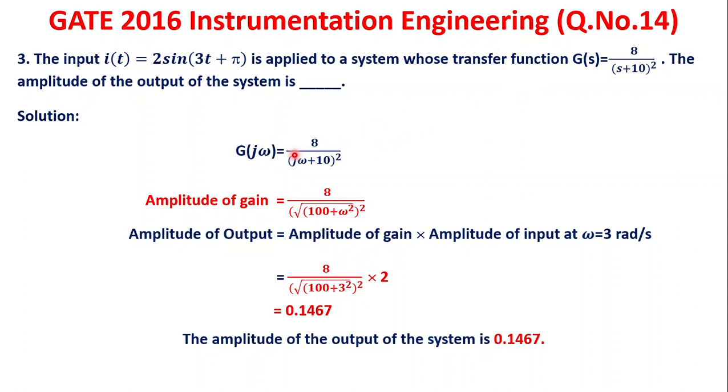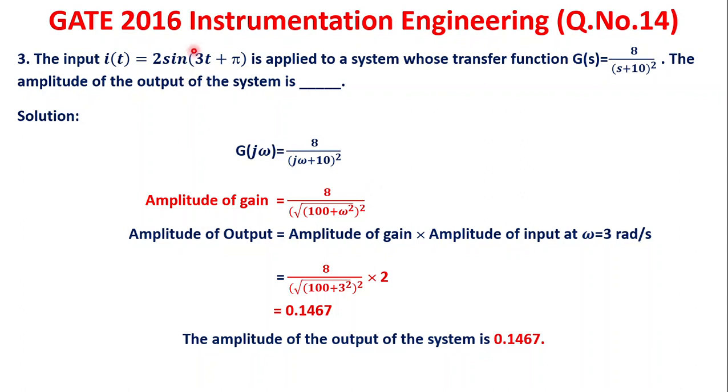Put s equal to j omega. So 8 by (j omega plus 10) whole square. That's all. So the amplitude of gain, we have to write this in square root form. Square root of 100 plus omega square. Already there is a square. So square root of 100 plus omega square, squared, that is the amplitude of gain. What is output? Gain multiplied by input, because output by input is gain. Therefore output is input multiplied by gain. So gain multiplied by input.